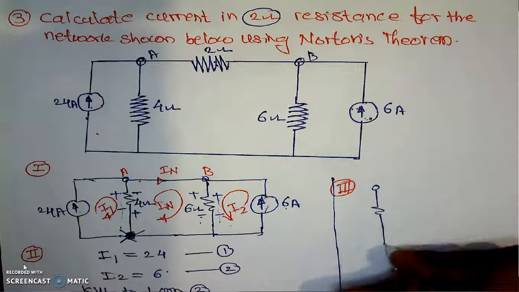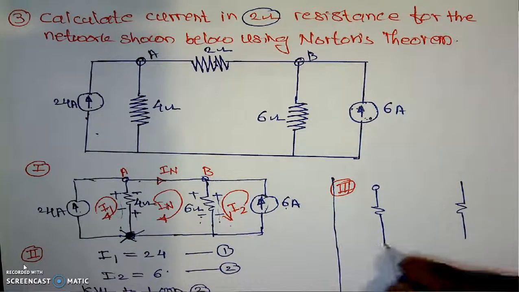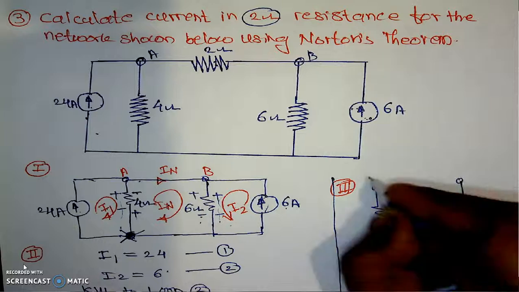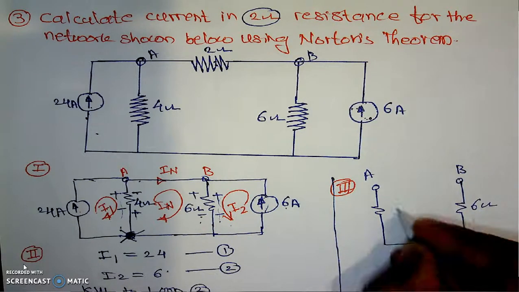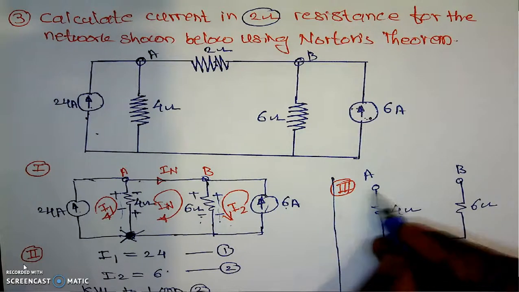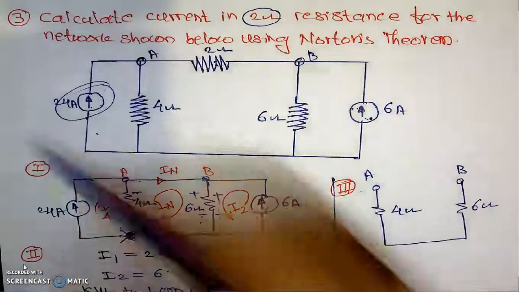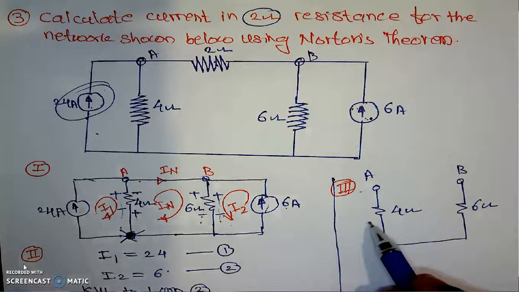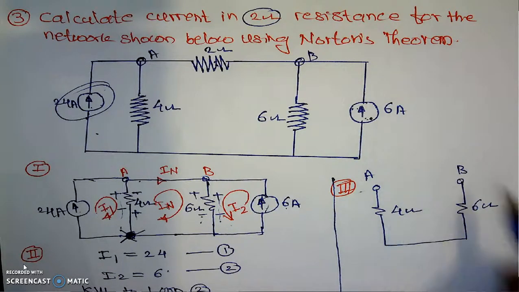Here is 4 ohm and this is 6 ohm. This is A, this is B, 6 ohm, this is 4 ohm. This current source is replaced by infinite resistance. This current source which is available here is replaced by infinite resistance, means the terminals are kept open in the air, because air has infinite resistance. Similarly, this current source is also replaced by infinite resistance.